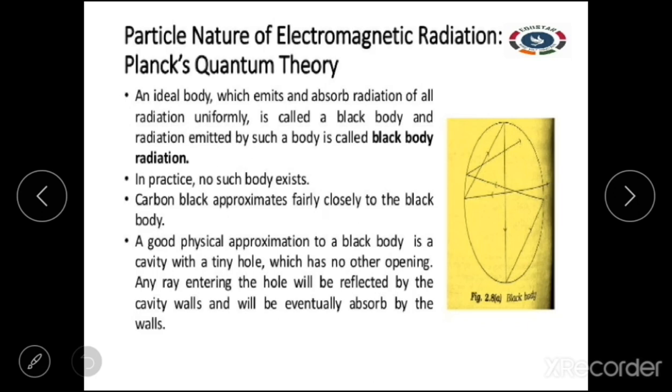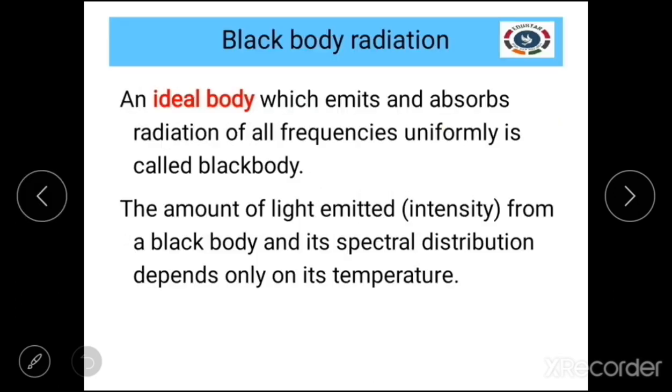Now I want to say, what is a black body? Actually, there is no black body in the world. A black body is an ideal body. Why I am saying it is an ideal body: suppose any light is incident on an object, it can absorb some light, or transmit some of the light, or reflect some of the light. No body can perfectly absorb all the radiation, that is, absorb radiation of all frequencies and emit radiation of all frequencies in a uniform manner. So a black body is an ideal concept.